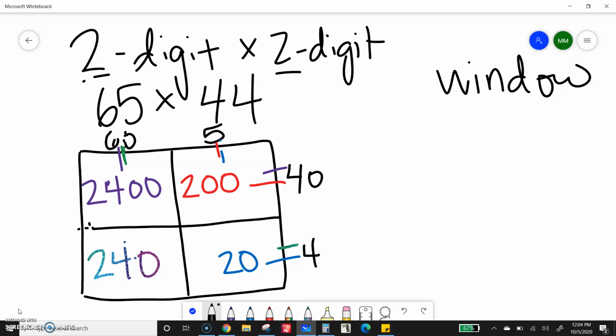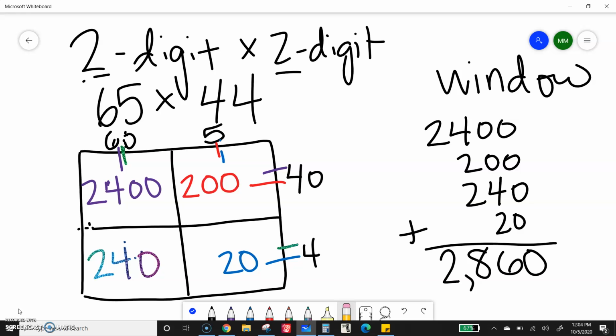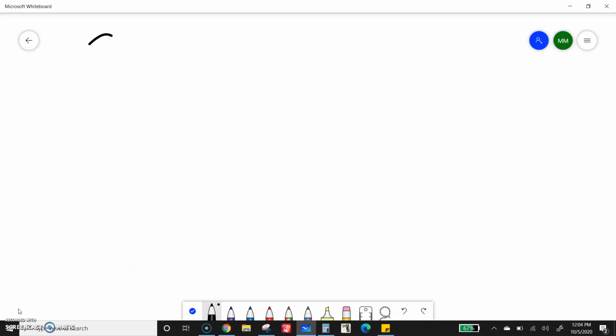Now I can just add these up. 2400. And the order you put them in doesn't matter. I just want to add those up. So I get 0, 4 plus 2 is 6, 4 plus 2 plus 2 is 8, and then 2. So I get 2,860 for that problem.